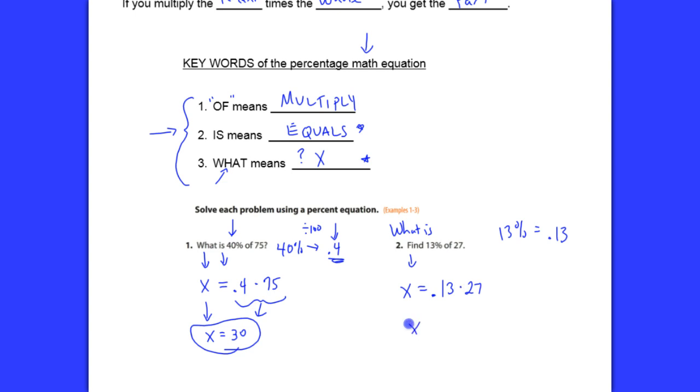Grab your calculator. x is by itself. That's great. 0.13 times 27. We multiply that out and get 3.51.